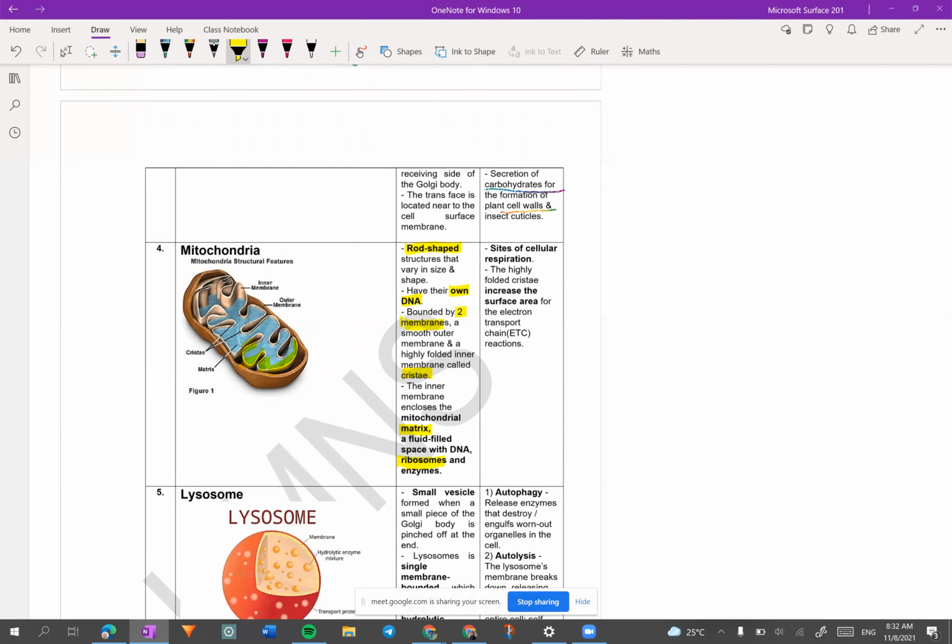Then we have the function. So the function of mitochondria is the site for cellular respiration. Ni adalah untuk hasilkan ATP. Okay, cellular respiration adalah menggunakan oksigen untuk menghasilkan ATP. You akan belajar dalam SEM 2 nanti. The processes memang best. And then the highly folded cristae adalah untuk increase the surface area.